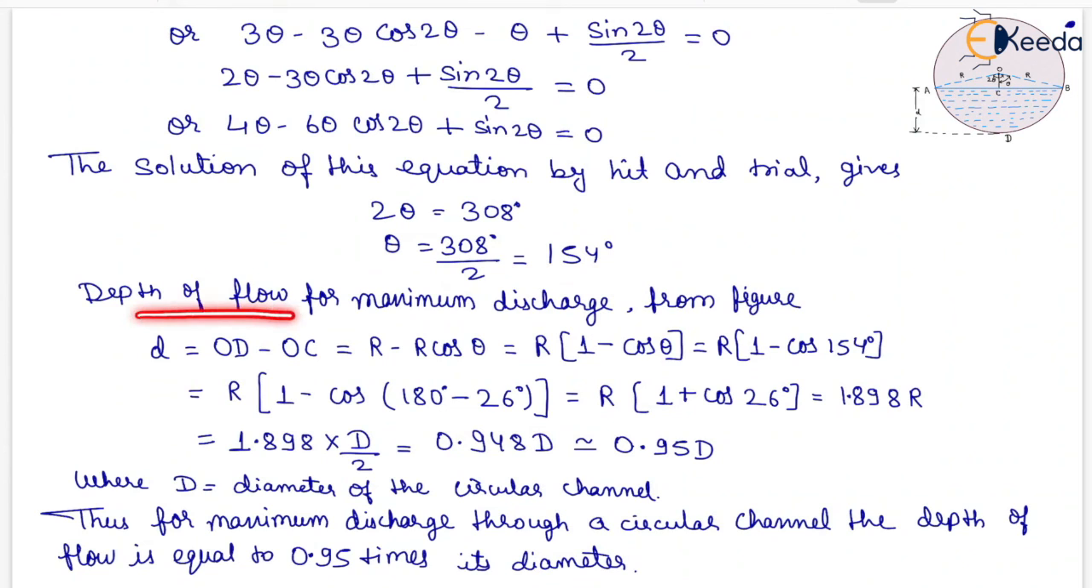Now, depth of flow for maximum discharge from the figure will be given as OD minus OC, that is OD minus OC. It will be equal to R minus R cos theta. Therefore, we will have small d equals 0.95 D, where D is the diameter of the circular channel. Thus, for maximum discharge through a circular channel, the depth of flow is equal to 0.95 times its diameter. That is all about the most economical section.